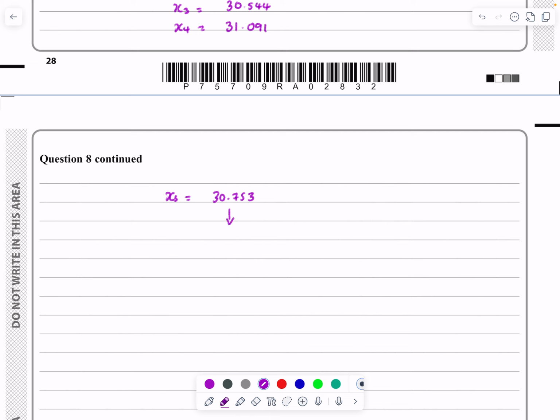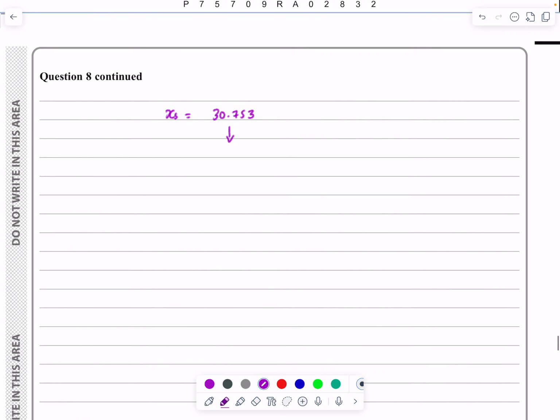I'm not going to go through all of them because there's loads to actually get through here. But eventually what it does is it starts settling down, and the last few that I get work out to be 30.884, 30.881, 30.883, and at that point I can say, right, that's settling down now to 2 decimal places.